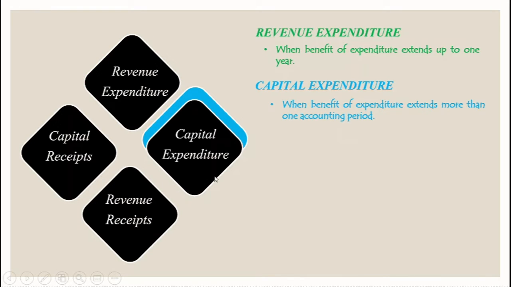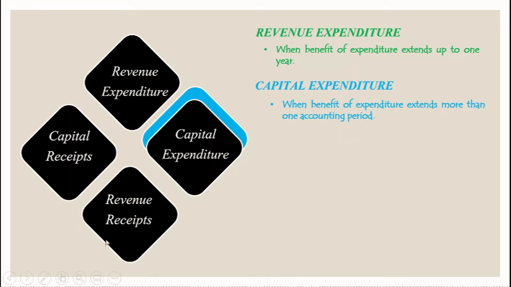And coming to the next one, that is capital expenditure. Here the benefit extends more than one accounting period. That means whenever you are spending, say on purchasing furniture or buying machinery, or some advance money you have paid, for all these payments the benefits are still to be availed. So such expenditures are called capital expenditure.